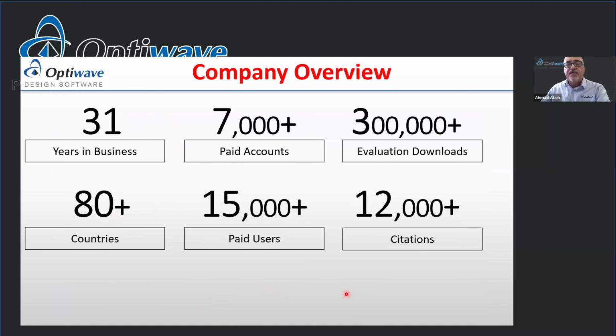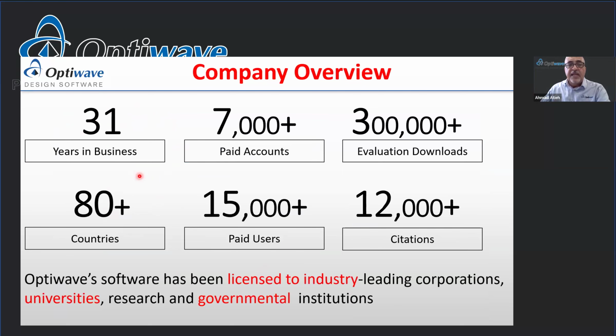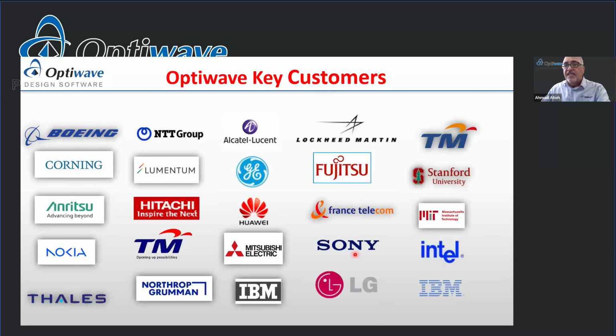This is an overview of the company statistics. Our software is licensed to different industry corporations, universities, and research and governmental institutions in over 80 countries. And then you can see how many citations as well as evaluation downloads of the software. This is a snapshot of the companies and some of the academia and institutions.